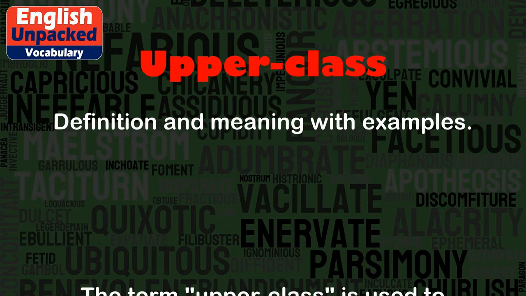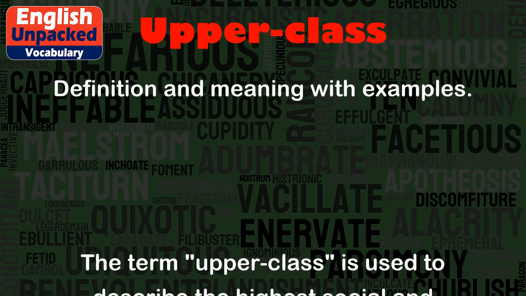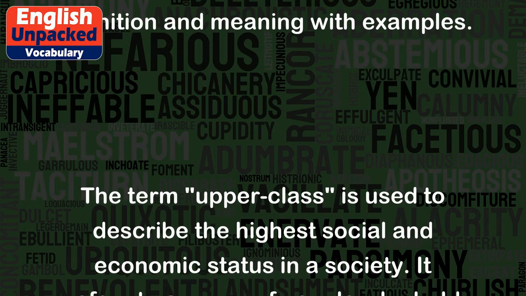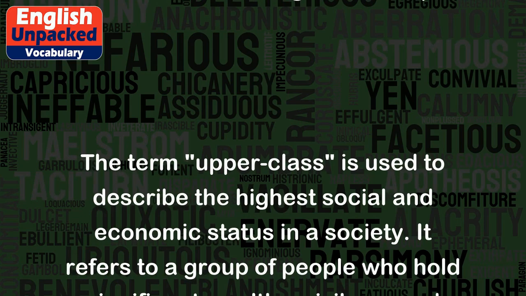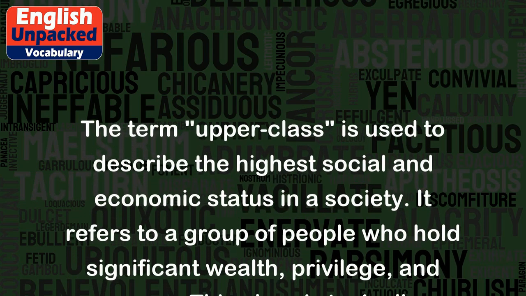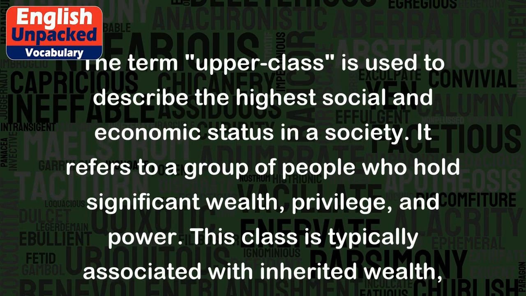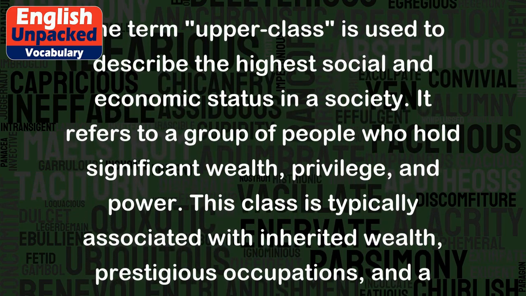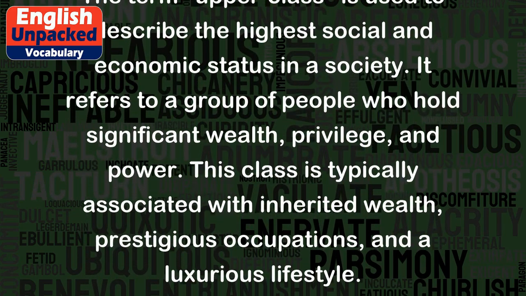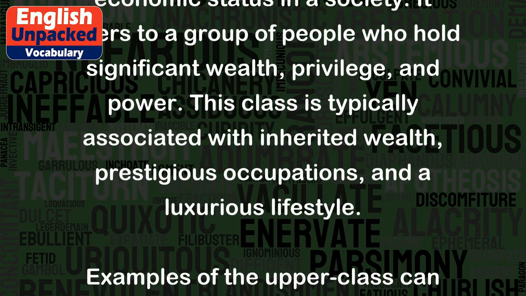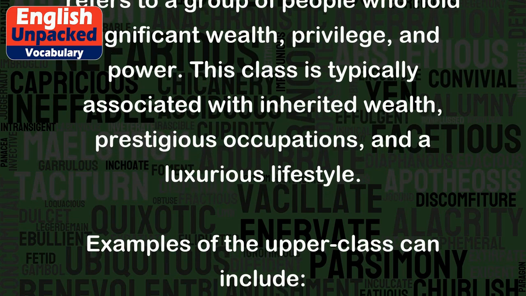Upper class. The term upper class is used to describe the highest social and economic status in a society. It refers to a group of people who hold significant wealth, privilege, and power. This class is typically associated with inherited wealth, prestigious occupations, and a luxurious lifestyle.